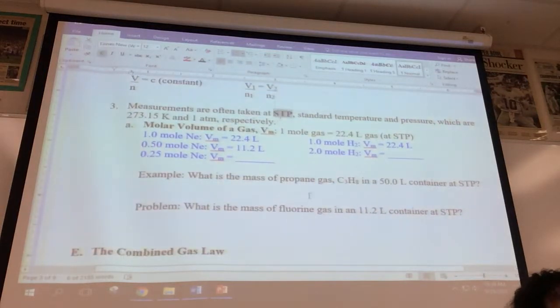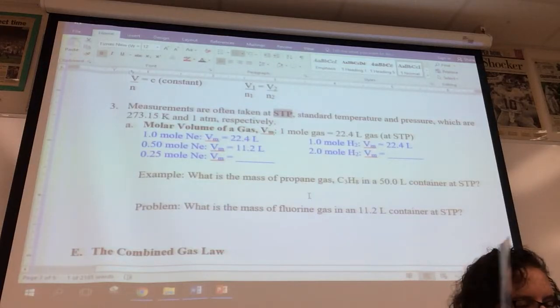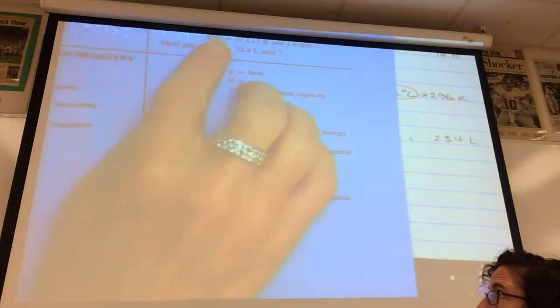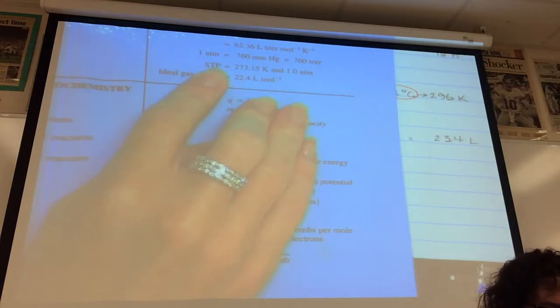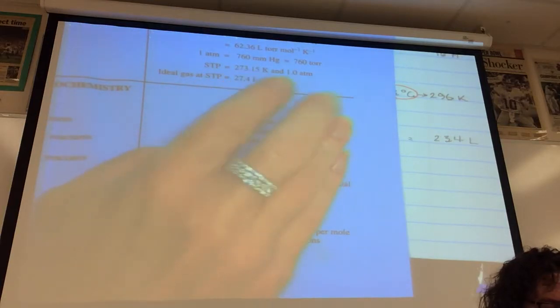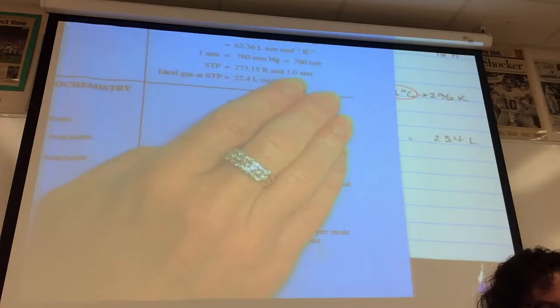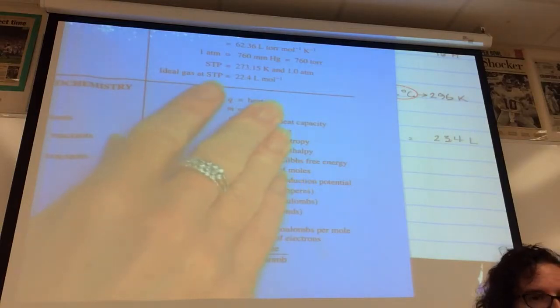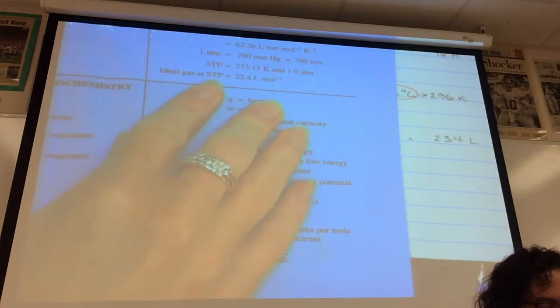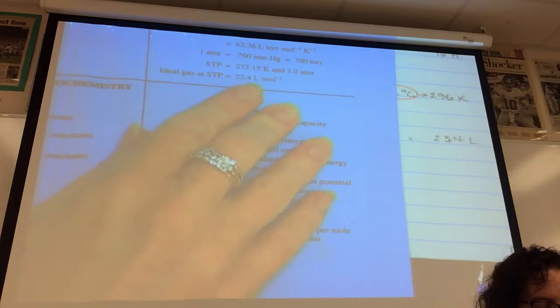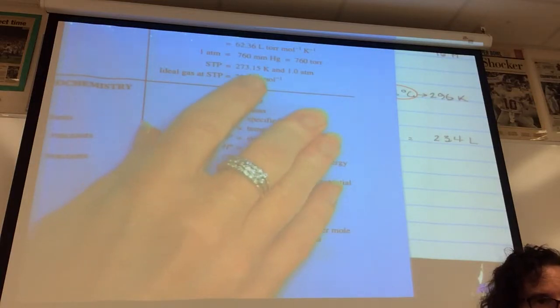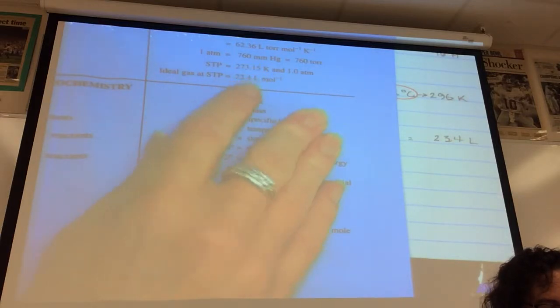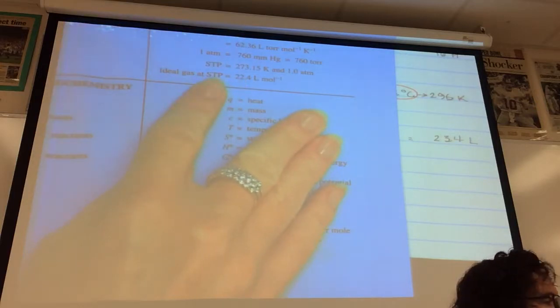Measurements for gases are often taken at STP, which is standard temperature and pressure, and you don't have to memorize STP. That is provided for you as well. You can see STP, standard temperature and pressure, is 0 degrees Celsius and 1 atmosphere of pressure. Any ideal gas at STP, 1 mole of any gas under these conditions occupies a volume of 22.4 liters. So 1 mole of any gas, hydrogen gas, helium gas, nitrogen gas, fluorine gas, etc., occupies this volume at STP.